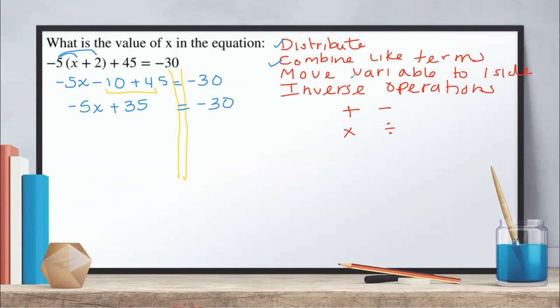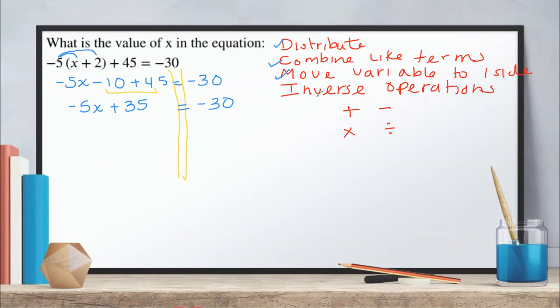Now it says to move the variable to one side. Well, in this case, we're good. The variable is already on one side, right? We're solving for x, and there's only one x in this equation, and it's on the left-hand side, so we're good. And lastly, we're doing inverse operations.